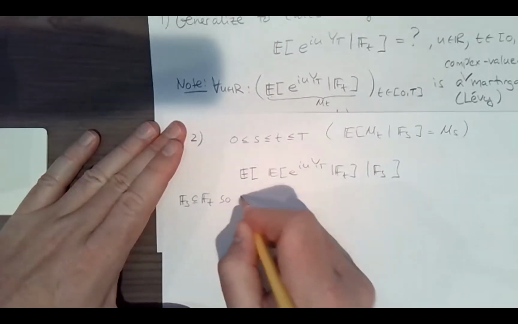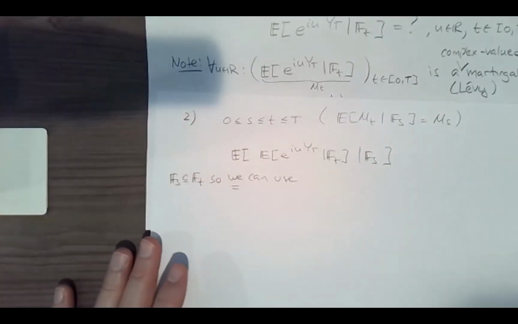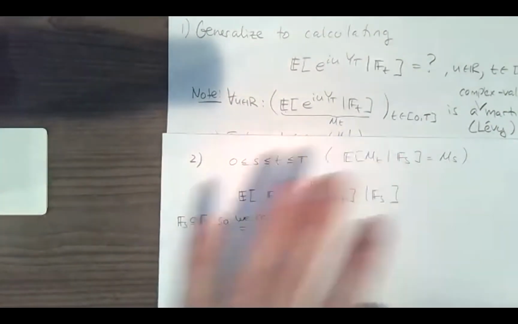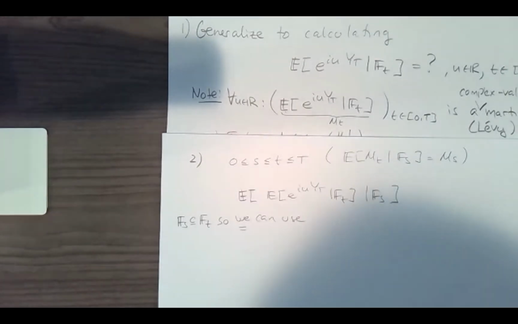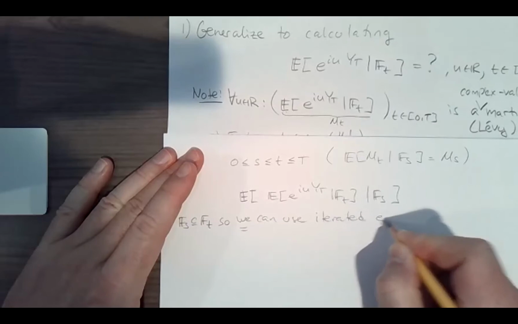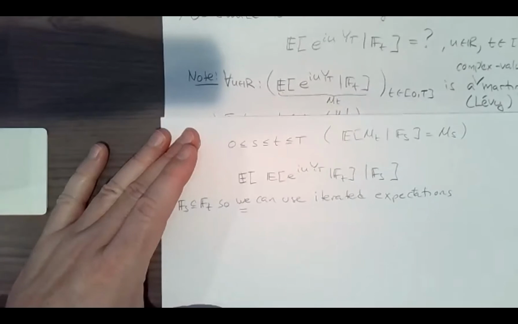And so we can use, does anybody remember what the word is that I'm looking for here? What is it we're going to use? Anybody remember? Alice says iterated expectations, very nice. So we can use iterated. Thank you, Alice. So we can use iterated expectations.